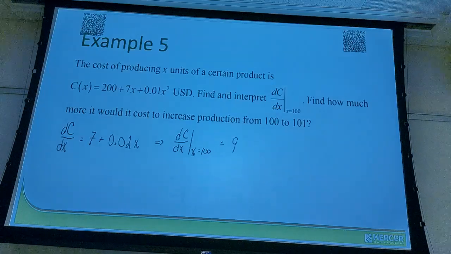So for every unit sold over 100, not sold, or for every unit produced over 100, the revenue would be not 9, revenue. Cost. It will cost you. Right, so each unit produced above 100 would cost about $9. Actual cost increase. Same thing, right? C101 minus C100.